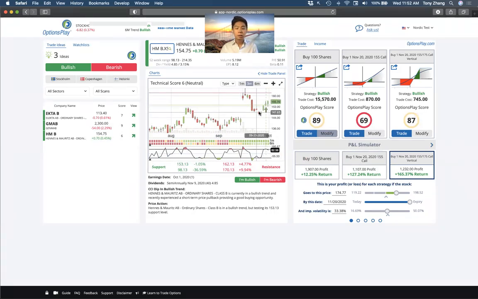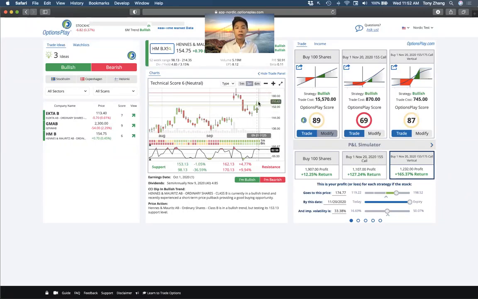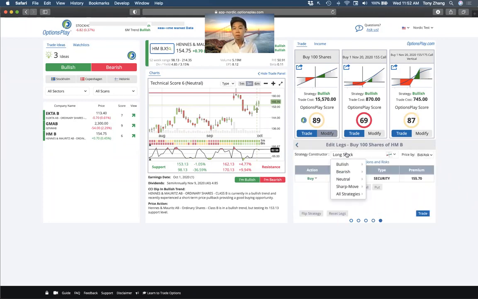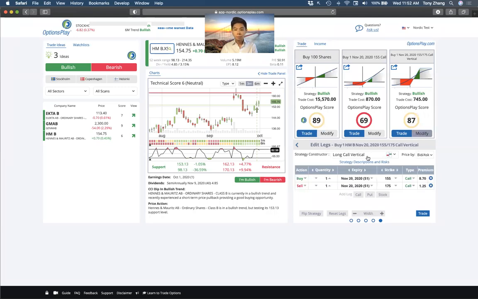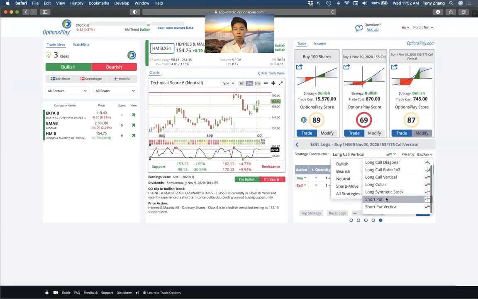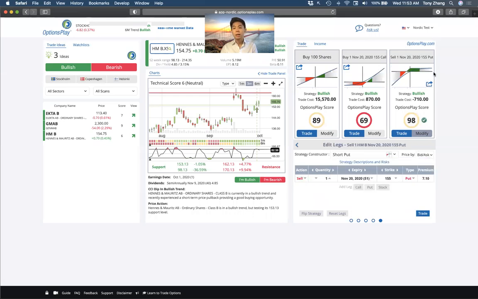H&M recently broke out above 153, some support levels. It's starting to potentially go higher here, so I think this is a candidate for potentially buying some options or selling some puts. So what I'm going to compare, using the OptionsPlay tool, which allows you to compare any 3 strategies side by side, is buying the stock to buying a call option to selling a put option.